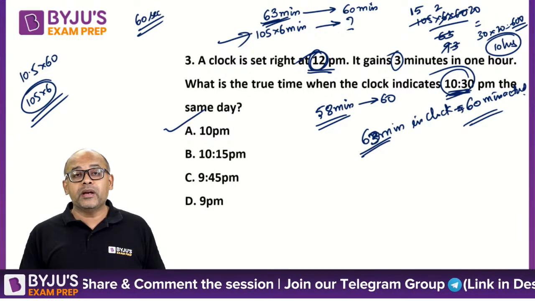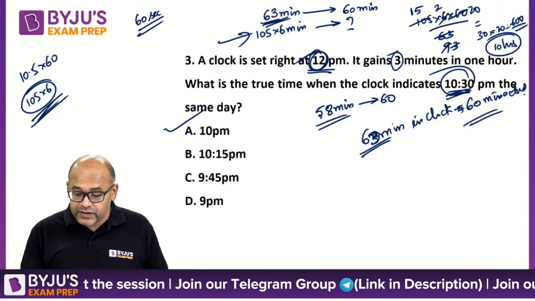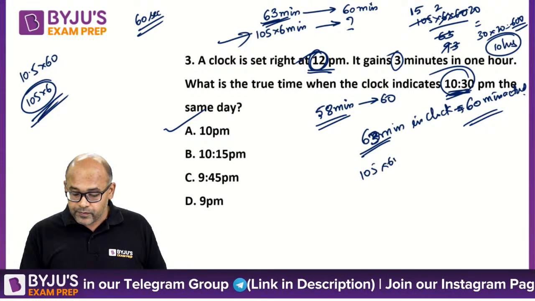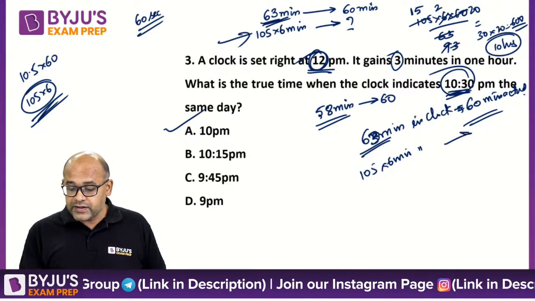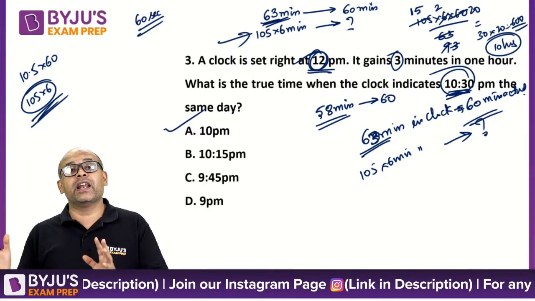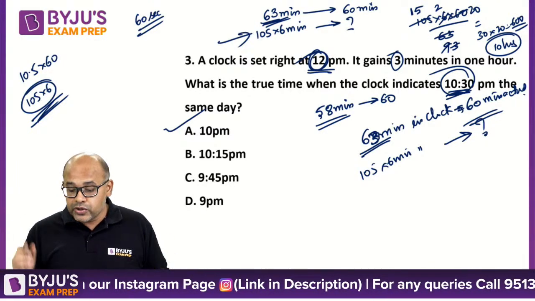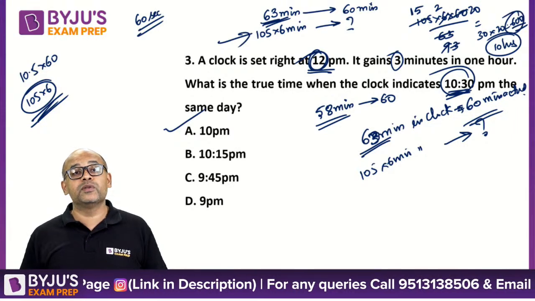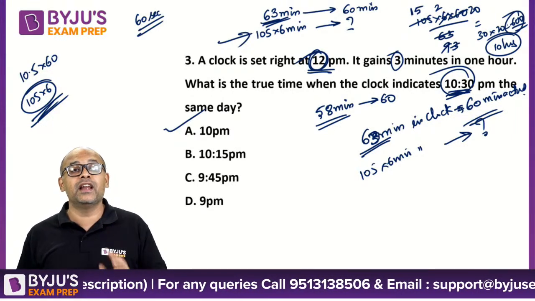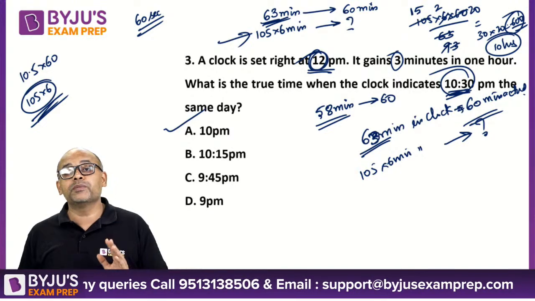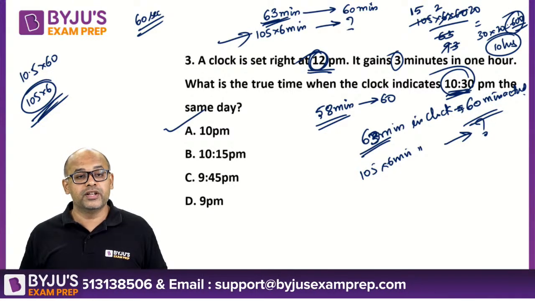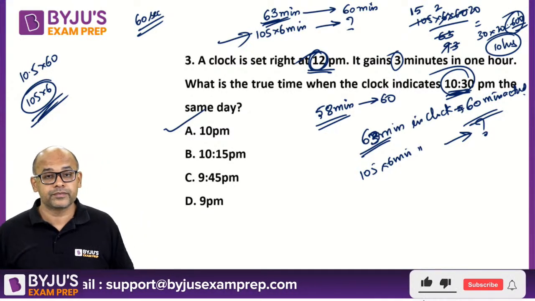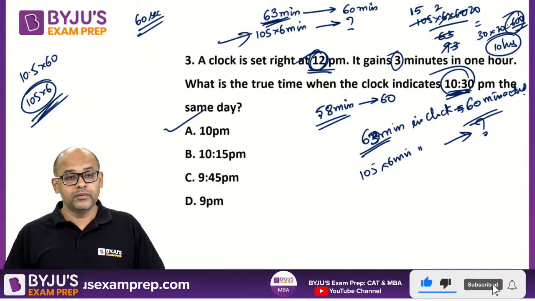So 10:30 p.m. means we are talking about 105 into 6 minutes. In my clock, this is equivalent to how many minutes in the correct clock, cross multiplication. You will get this as 600 minutes, which means that is 10 hours. It's basically a cross multiplication problem. That's all, Rishabh. Is that clear? So let's move on.